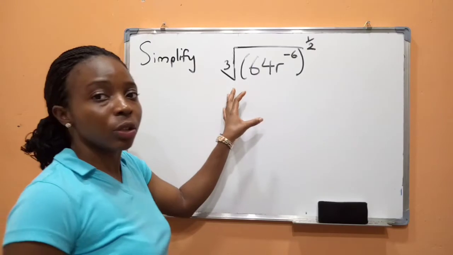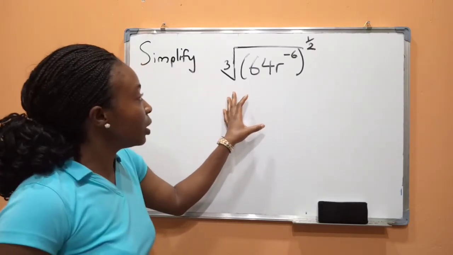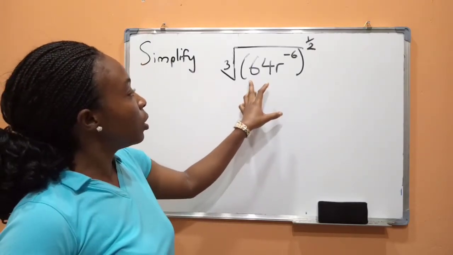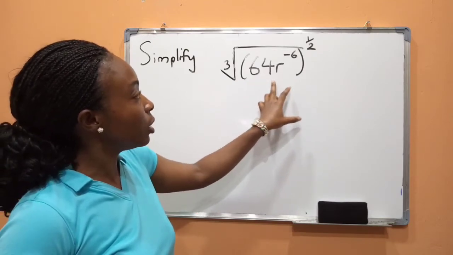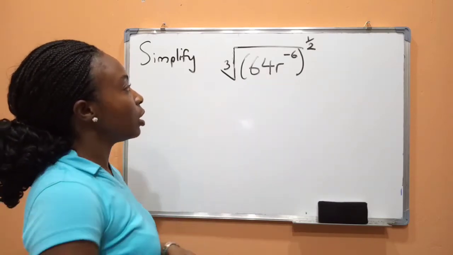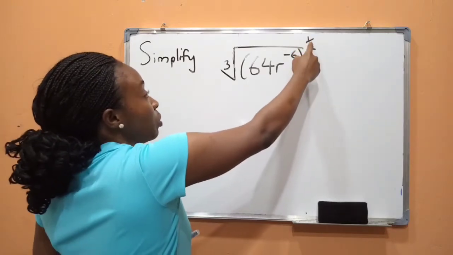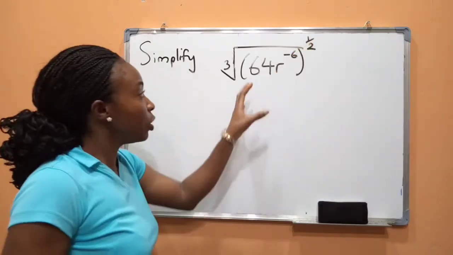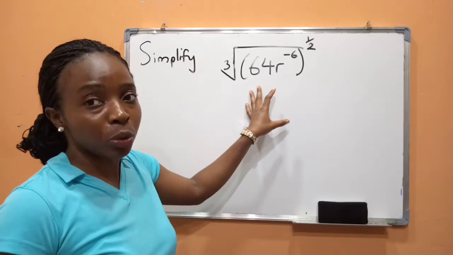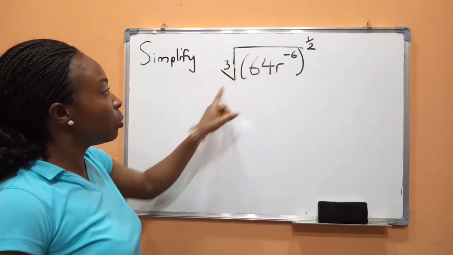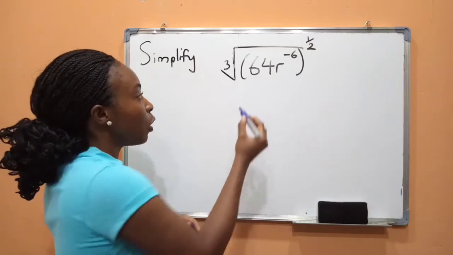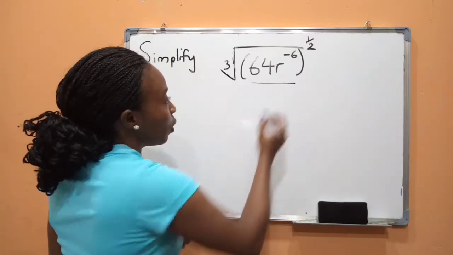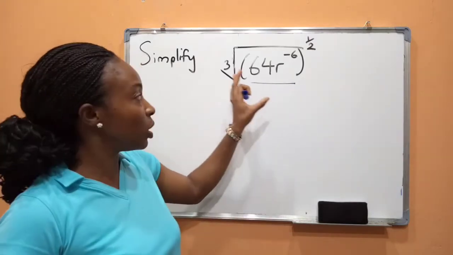Okay, so let's take a look at this example. In this example, you can see we have indices in parentheses, in brackets, and then we have it raised to the power of half. So when you're given something like this, which one do we start with first? Now what you do, you have to solve for what is in the bracket first of all, okay? We have to handle what is in the bracket.